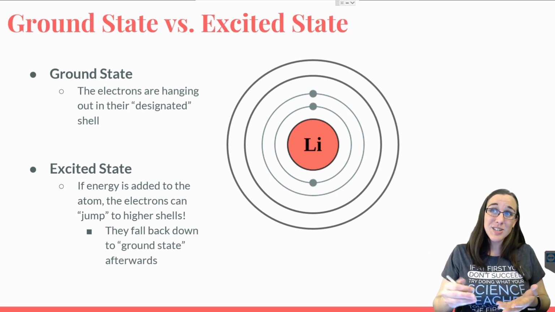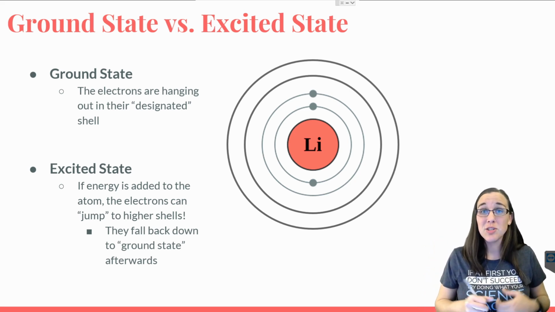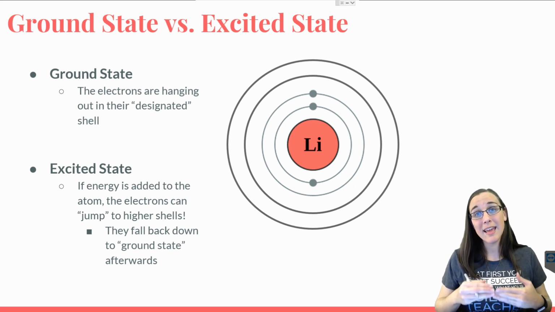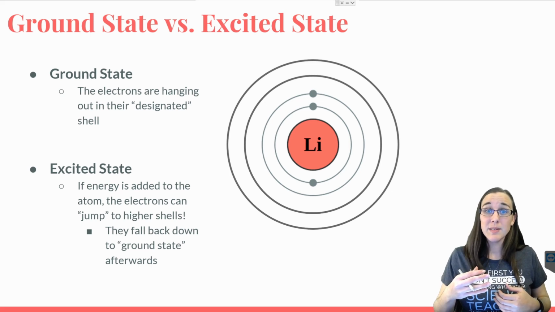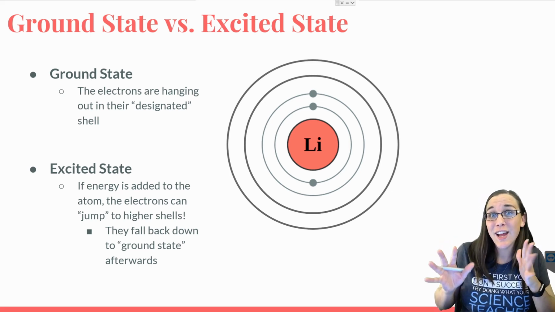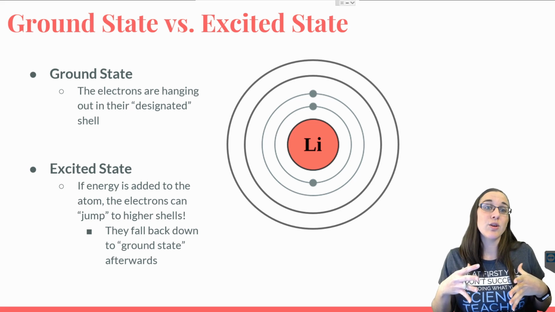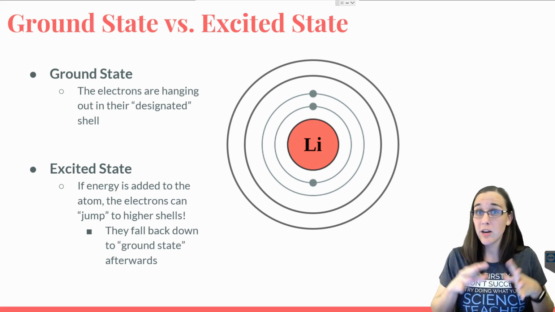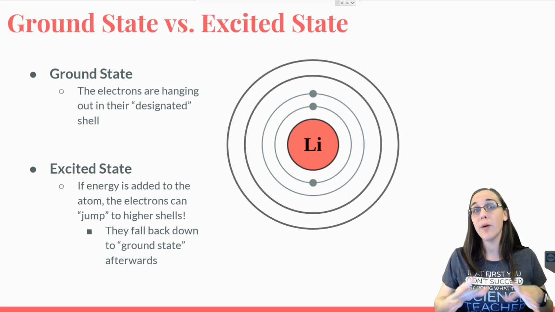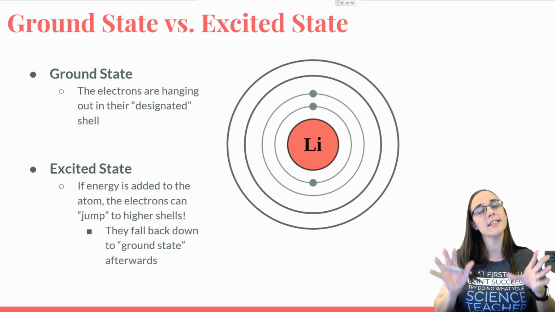This is important to note because electron configurations are only determining an atom in the ground state. So we're not talking about atoms that are in the excited state, we're talking about atoms that are in the ground state. So just your stereotypical shell model, no energy added, just real chillax atom.